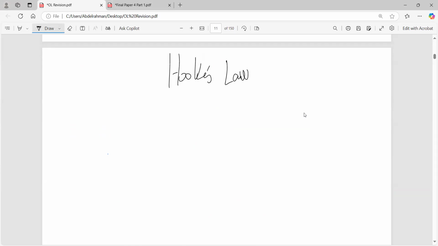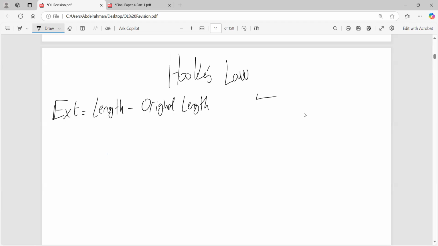For Hooke's law, guys, most of the questions he needed you to find the extension. How could I find the extension? Extension equals the extended length minus the original length.